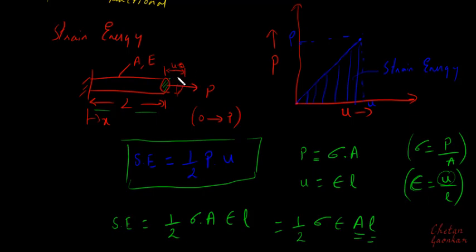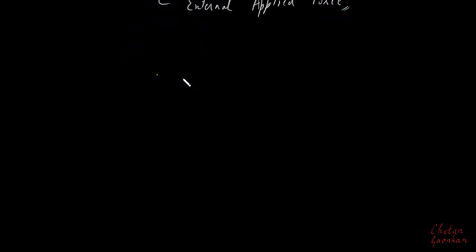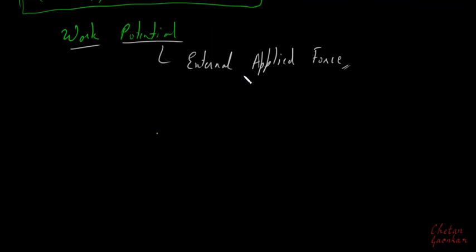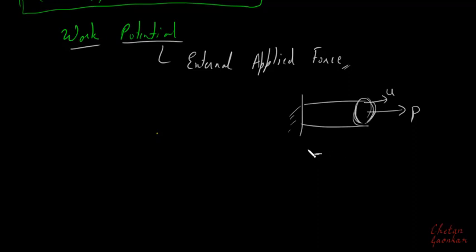the corresponding displacement is called the work done on the system, and which will be the negative of work potential. For example, if I have this 1D bar again, and if I apply the load here, say P, and the corresponding displacement or the displacement in the direction of this applied force is say U, then the work potential will be minus of work done. And work done here is P multiplied by the corresponding displacement.